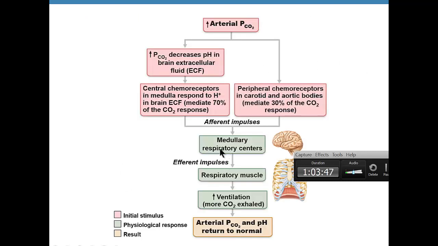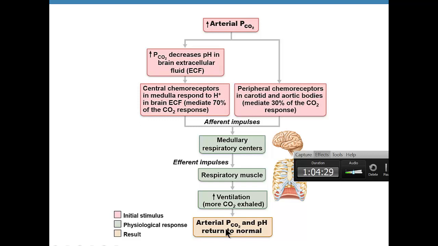Okay, so here we can see a little bit of the response. If I have an increase in carbon dioxide levels, that causes a decrease in pH because we know that makes more acid. As a result, we have chemoreceptors in the medulla that respond to that excess PCO2, or the low pH due to the excess PCO2. That causes an action potential to the respiratory centers, stimulates the respiratory muscles, we increase ventilation, we get rid of the CO2, and all is right with the world.